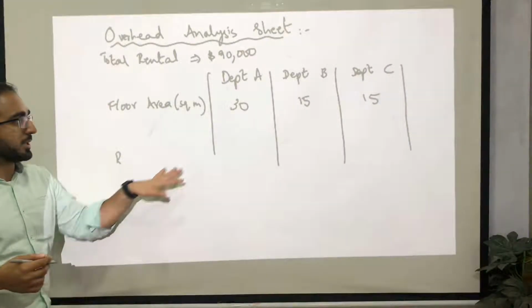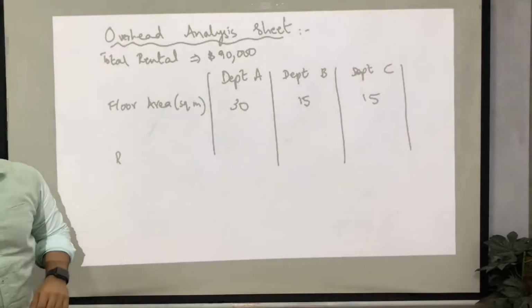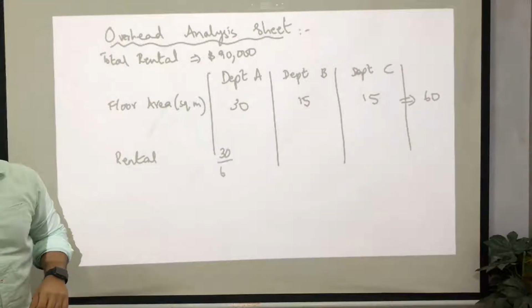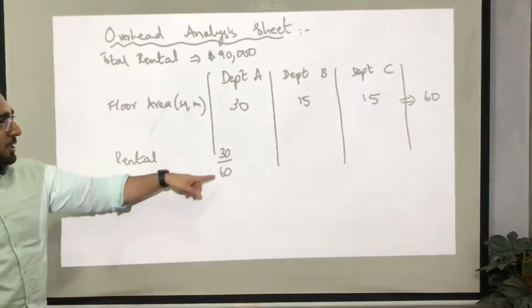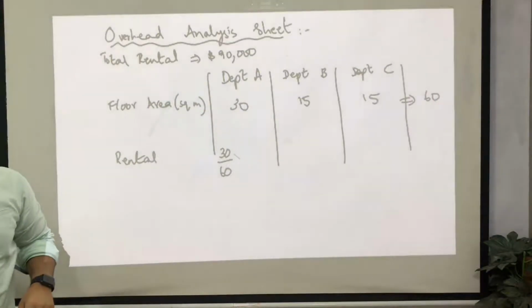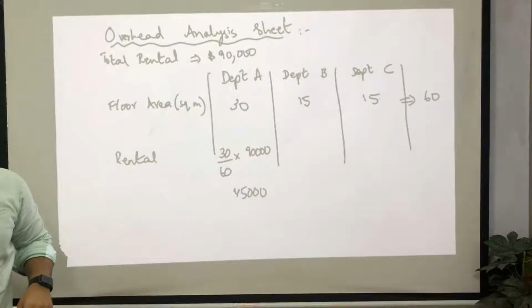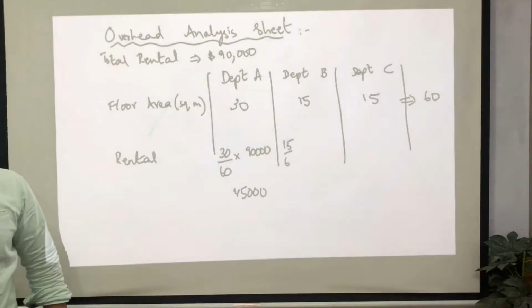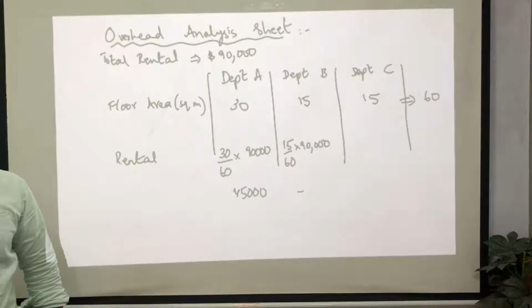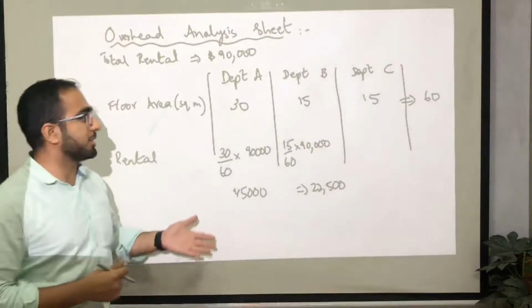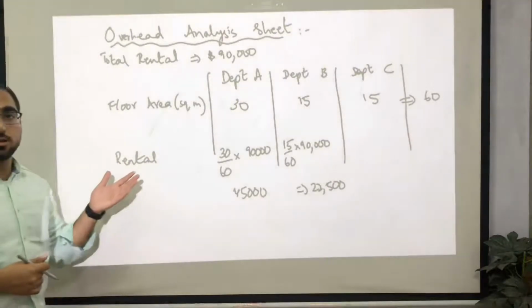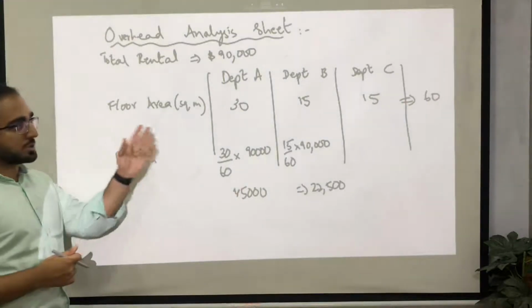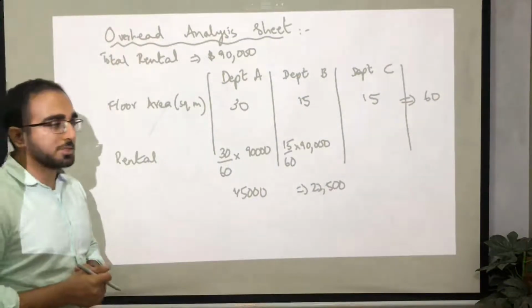Now what I will do for the rental for department A is simply 30 divided by a total of 60 into the total cost, which is 90,000, comes out to be 45,000. Same thing in here, 15 upon 60 into 90,000, which is 22,500, and same thing for the last one as well. So this is how you would apportion the overheads for each department, and we'll look into all the other examples that are there as well.